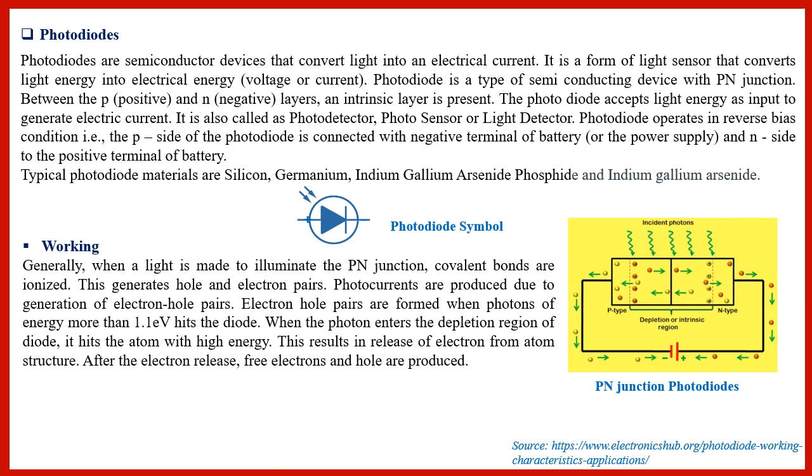Electron hole pairs are formed when photons of energy more than 1.1 electron volt hit the diode. When the photon enters the depletion region of the diode, it hits the atom with high energy. This results in the release of an electron from the atomic structure. After the electron is released, free electrons and holes are produced. So this is how, when light is impinged on the reverse bias p-n junction, it generates electric current.